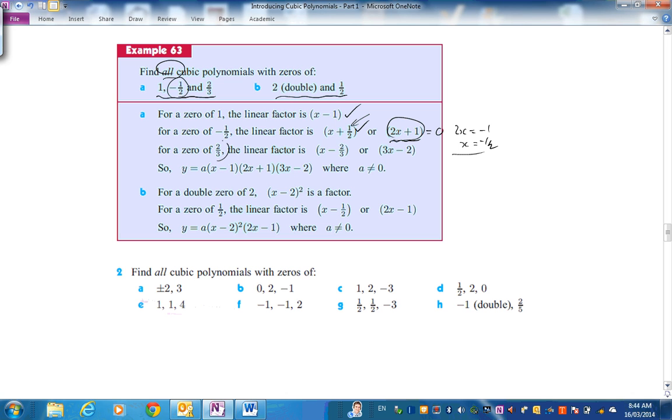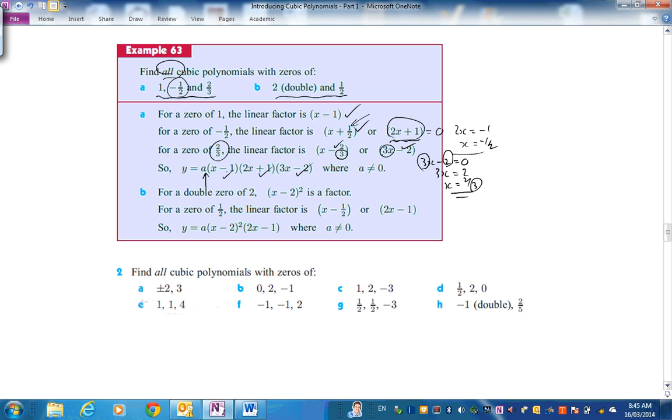0 of 2/3 is going to be x take 2/3 or 3x take 2. The bottom of the fraction is the number in front of x, isn't it? Because you can see when you put the factor equal to 0, 3x would be 2, dividing both sides by 3, it ends up there. So that's the bottom of the fraction, and that's the top of the fraction, if you like. Okay, so we've got these factors going back from zeros to factors.